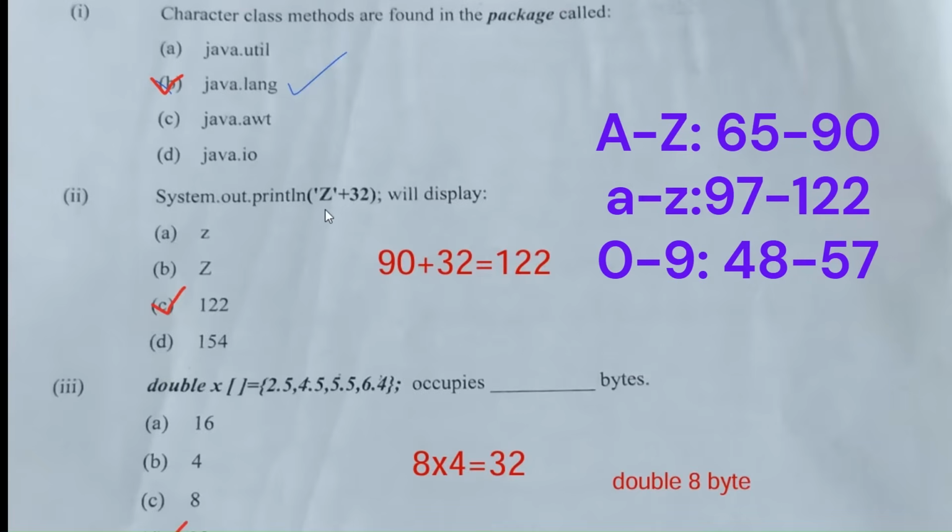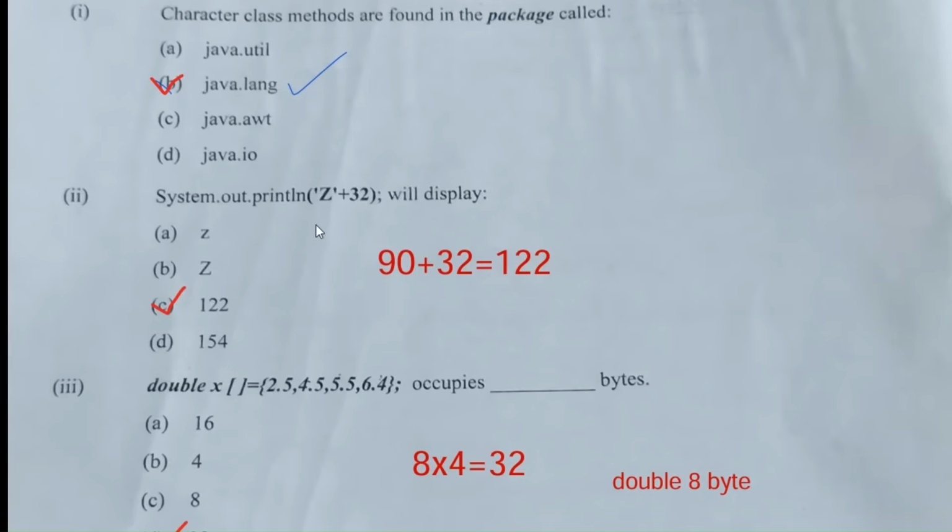Now come to question number 2. The ASCII value of capital Z is 90, so the answer is 90 plus 32 equals 122. The ASCII code represents characters in numerical form.